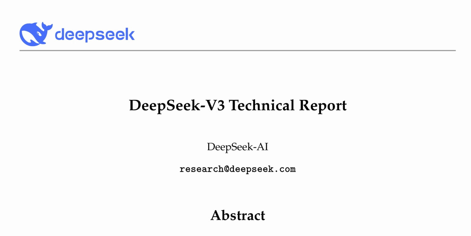Low-precision training has emerged as a promising solution for efficient training, its evolution being closely tied to advancements in hardware capabilities. In this work, we introduce an FP8 mixed precision training framework and for the first time, validate its effectiveness on an extremely large-scale model. Through the support for FP8 computation and storage, we achieve both accelerated training and reduced GPU memory usage.